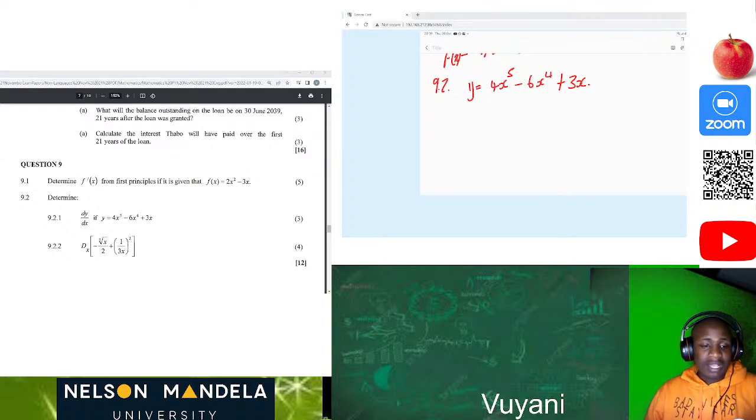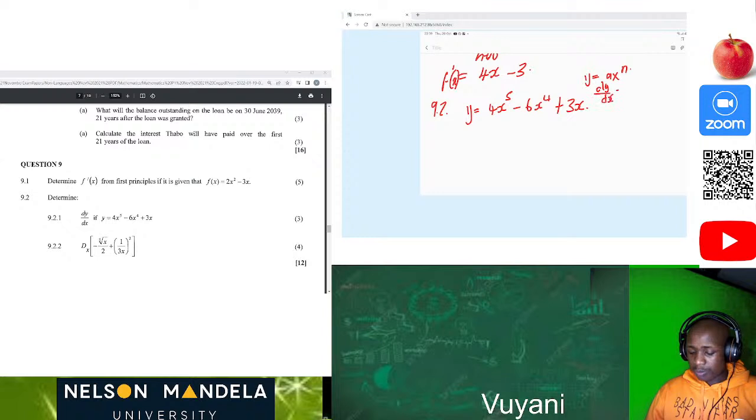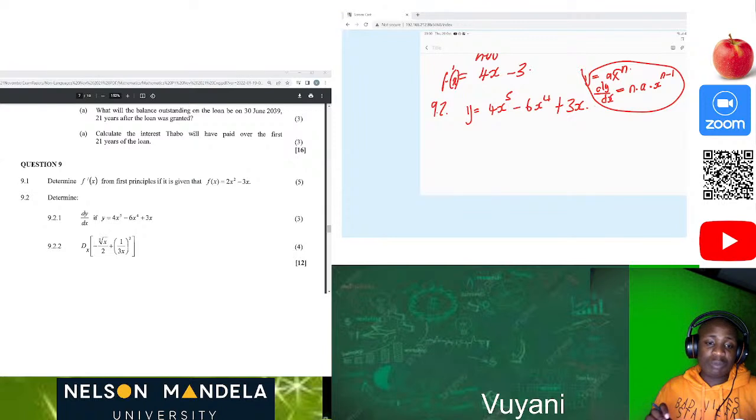Let me just recap and remind you of something important. One of the rules of differentiation in calculus is what we call the power rule. For instance, if you are given y equals a x to the power n, the derivative is dy over dx equals n multiplied by a, times x to the power n minus 1. So this is the power rule. We're going to apply that same knowledge and solve in this instance.